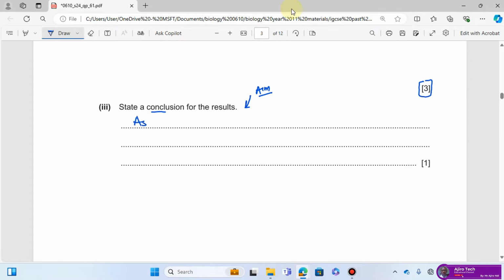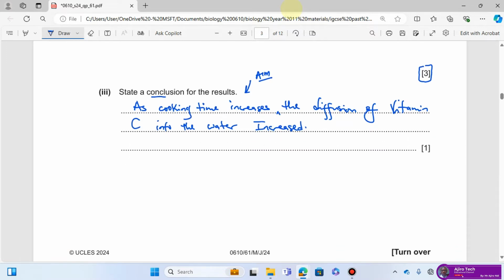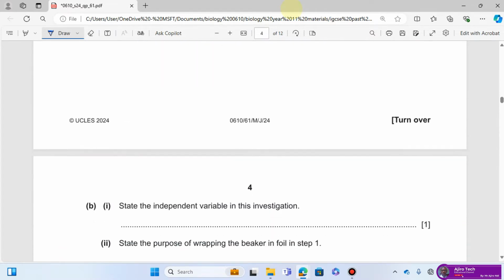So you say as cooking time increases, the diffusion of vitamin C into the water increased. You can put the cooking time of the citrus fruit increase. That's just good enough. You can use any other word, but the details must be well and clearly stated. So that's that.